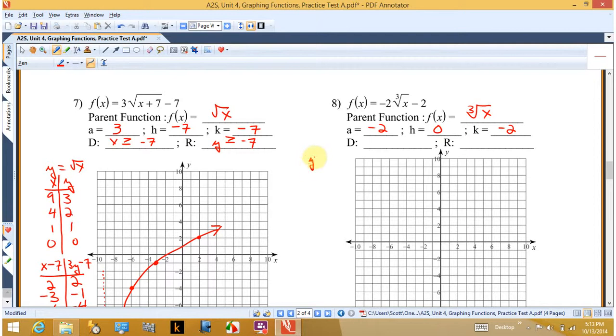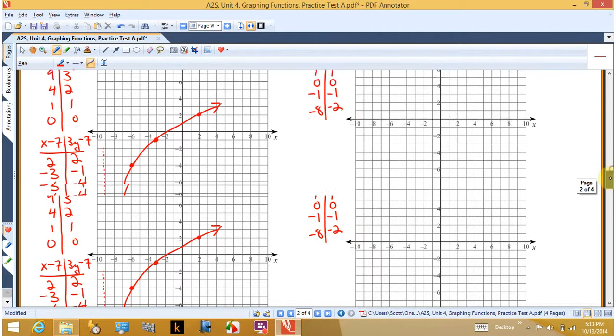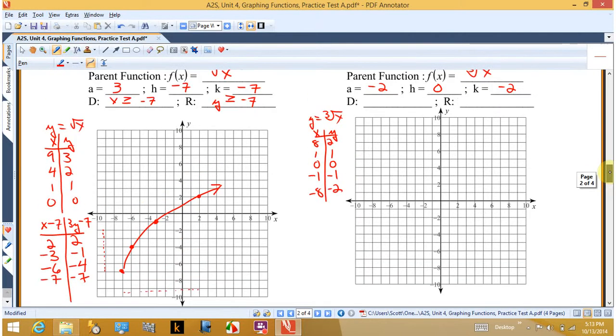My parent, y is equal to the cube root of x. So the points we're going to use will be nice perfect cubes. So I'm going to use 8. Cube root of 8 is 2. I'm going to use 1. The cube root of 1 is 1. I'm going to use 0. The cube root of 0 is 0. Negative 1. The cube root of negative 1 is a negative 1. And negative 8 would be a negative 2. Let's shift it. So we have x is not changing, and we would have a negative 2y, and it's minus 2.